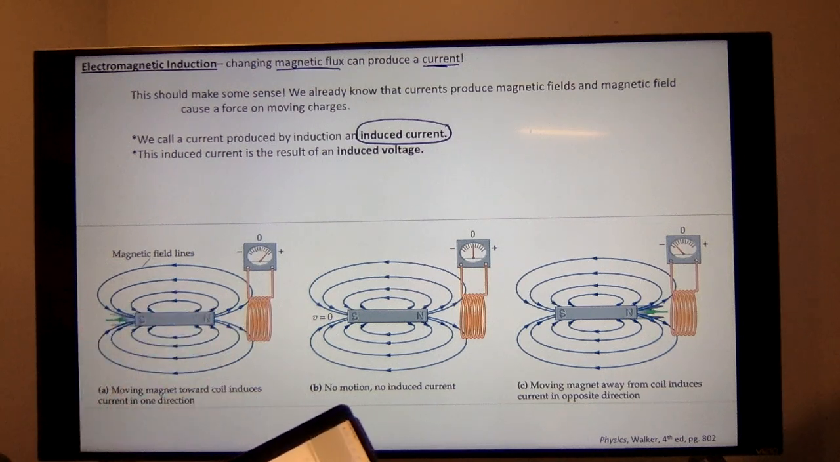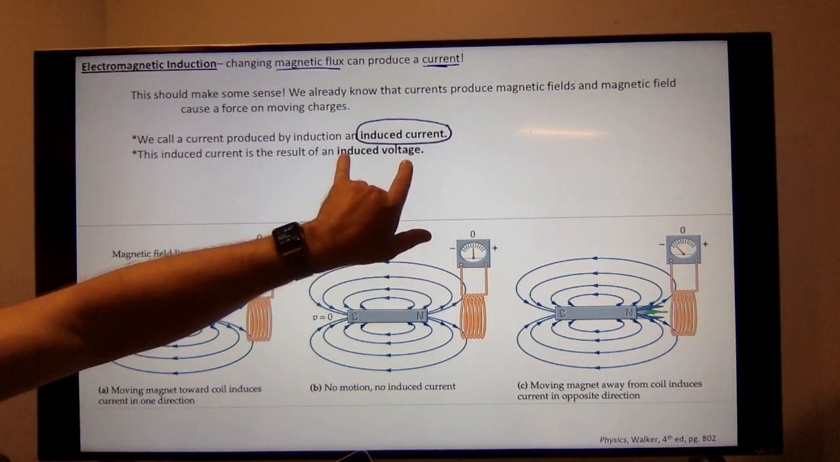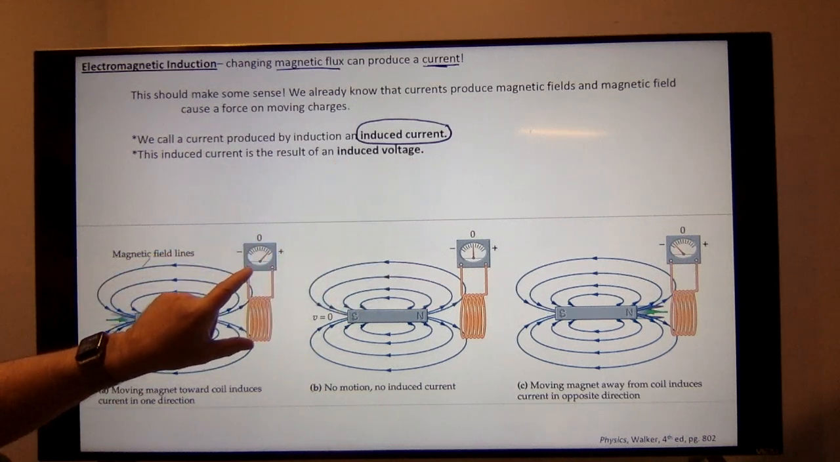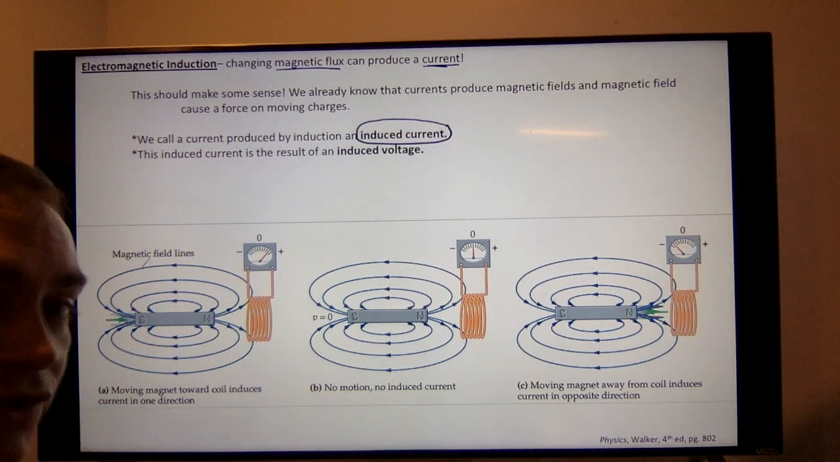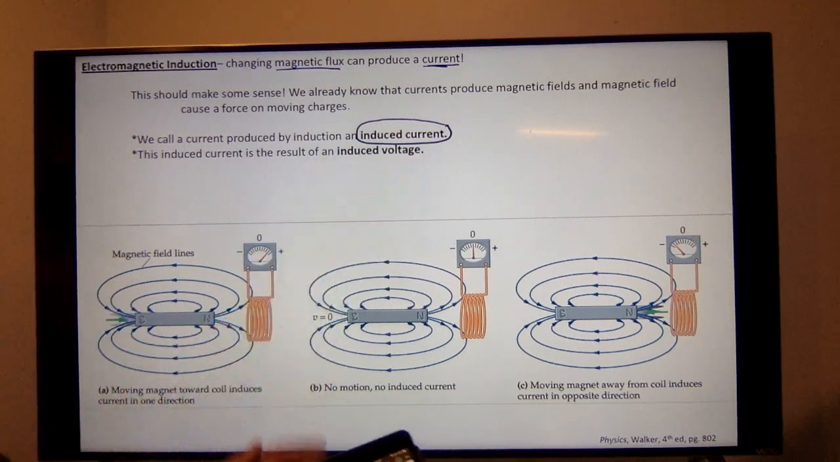Now, I can't have current flowing unless I have a place for the current to go, so a closed conducting path, and I have to give it a reason to flow, which means there must be a potential difference in here somewhere, and we call that potential difference that comes from this changing magnetic field an induced voltage. So let me show you a little bit about how this works, and then we'll get into the details.